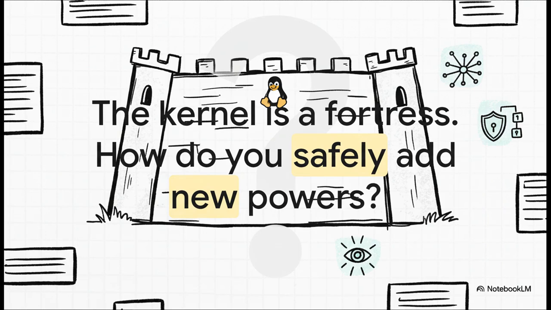Okay, so let's start with the fundamental problem. The Linux kernel, the absolute heart of our operating systems, is built to be a fortress. It's powerful, it's stable. But what happens when you need it to do something new? How do you give this fortress new powers without knocking down the walls? It's always been a huge dilemma.